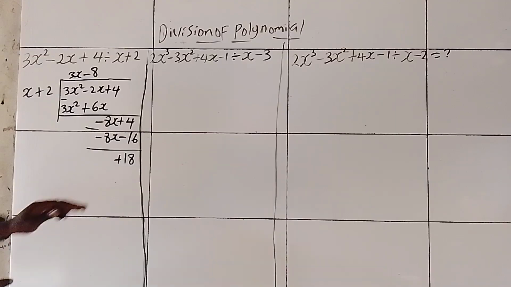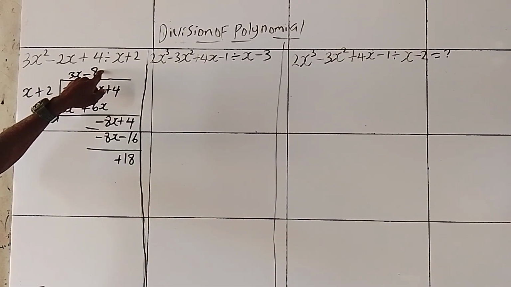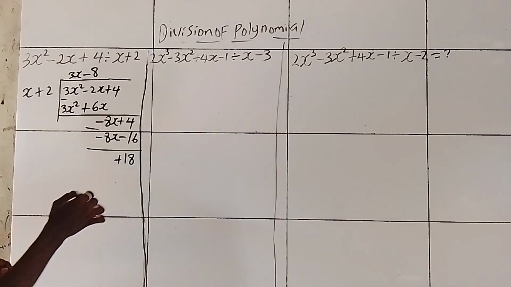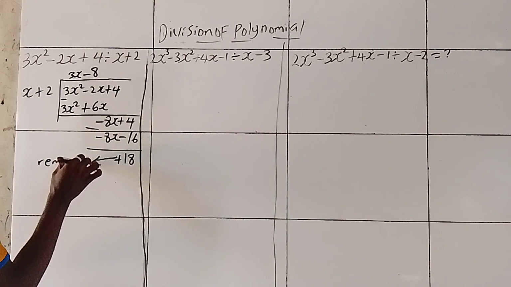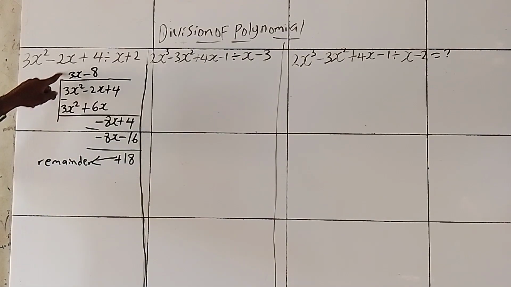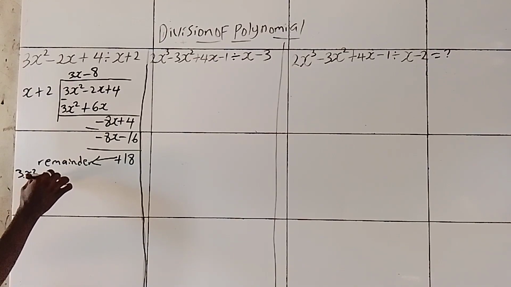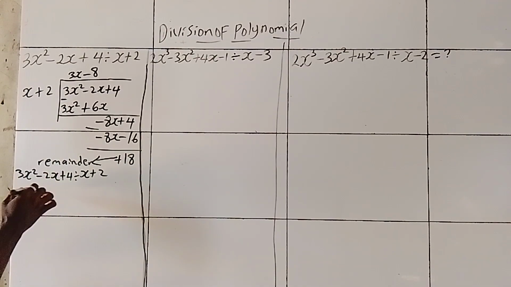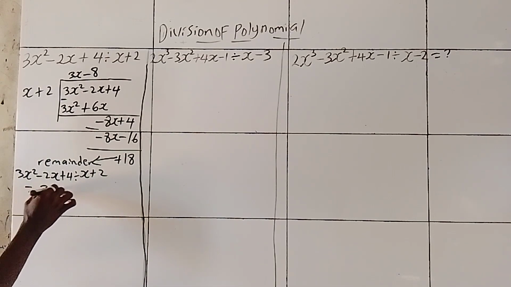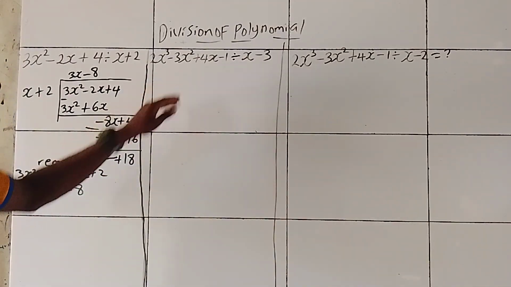So now at this point, what we have here is our remainder. We've gotten this, and this is what we call our remainder. So now we've gotten our remainder. That means our answer is this. So now simply 3x squared minus 2x plus 4 divided by x plus 2 is equal to what? 3x minus 8, with the remainder. This is our answer.